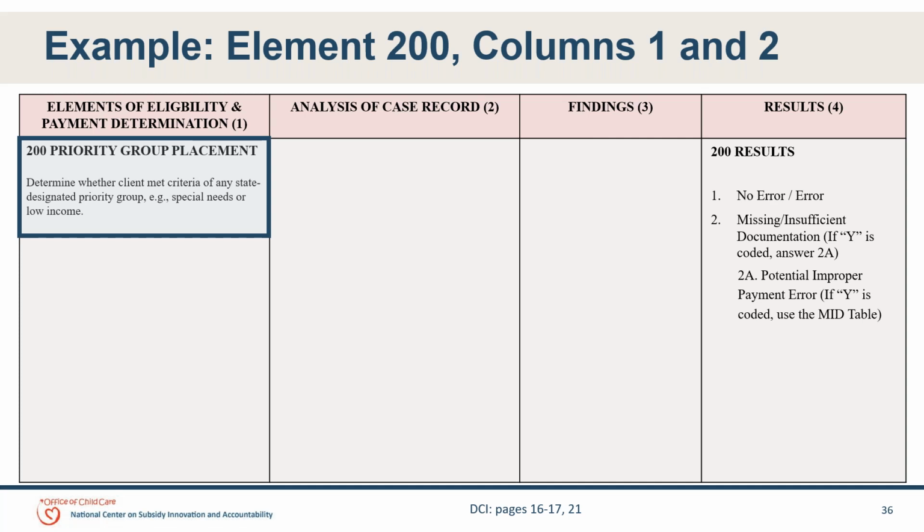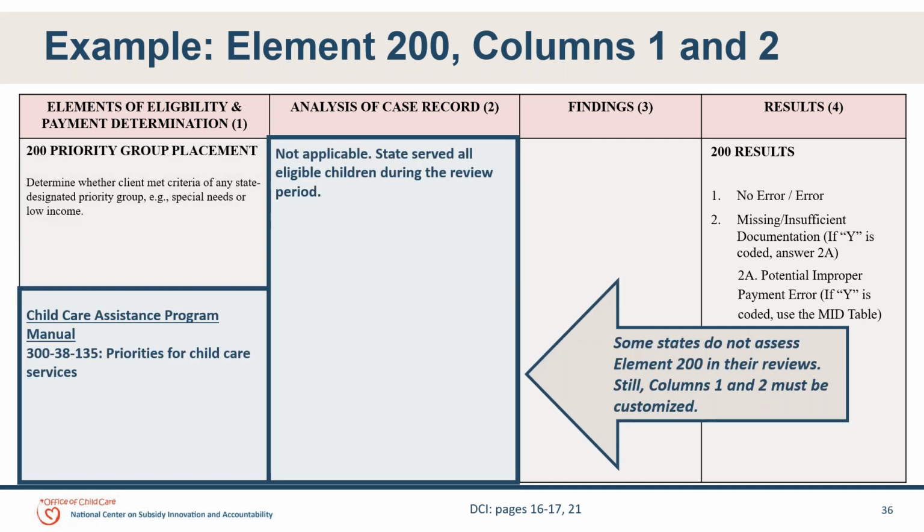In your state, you might still look at priority groups even if there is no wait list. I mean, that is fine too. But if this element is not something that you are going to be analyzing during the review, we still do ask that it is customized. And here's an example. You can include in column 1 any policies that you do have about priorities or wait lists, even if you do not have an active wait list. And in column 2, you can just add a statement that the state served all eligible children during the review period.